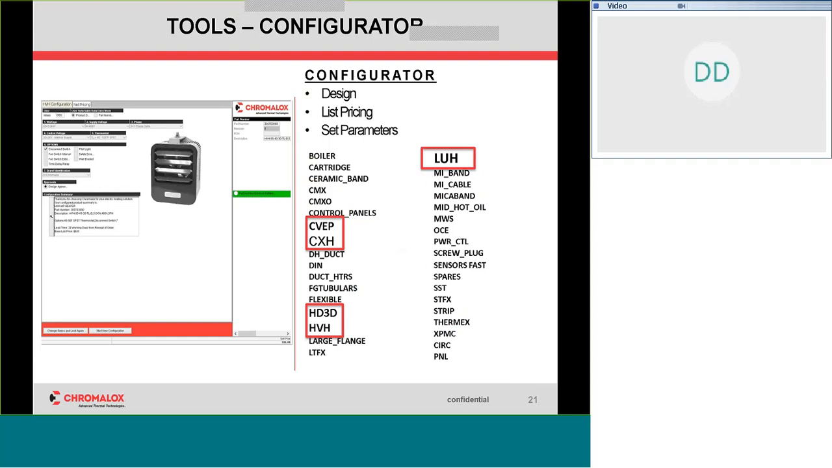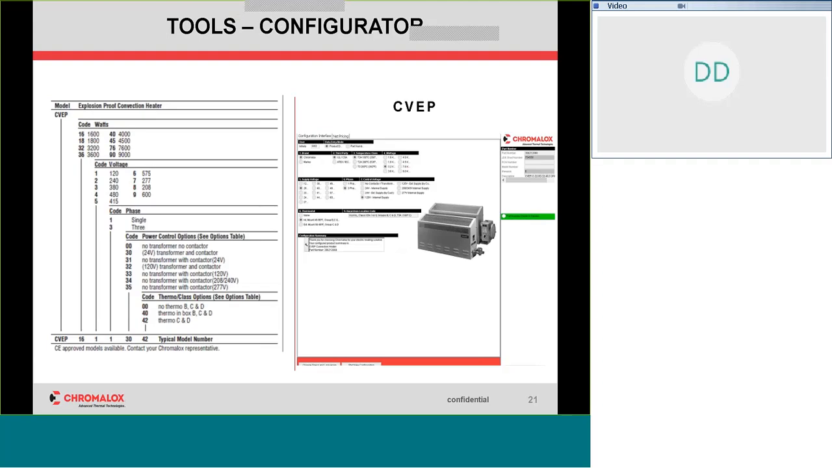For the new folks, it's important for you to see how easily the configurator overlays with our price guides and our selection guides in the catalog. And even for the elder Chromaloxians that are here, there are some gotchas and quirks that I want to point out, and even some selections that are not in the catalog that you need to understand, specifically the CXH line, but they're there.